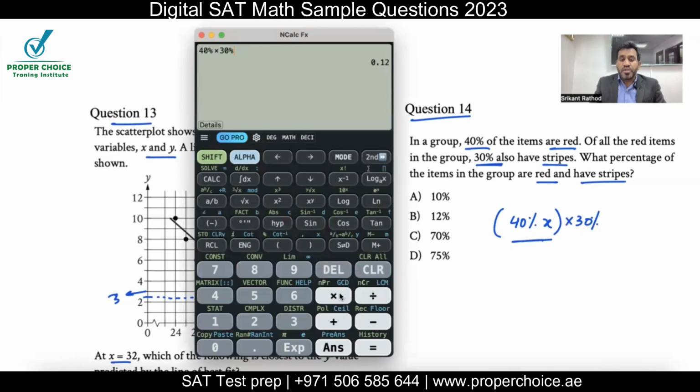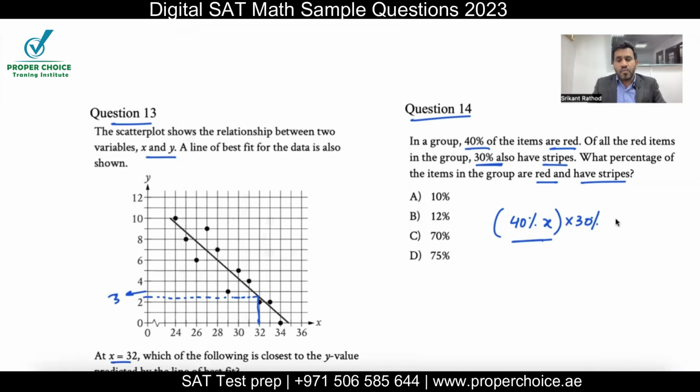This value should be multiplied with 100, because while converting a number into a percentage, we should multiply with 100. 40% of 30% of the total is represented as 0.12x. To convert into percentage, multiply by 100, that gives us 12% of the total values are red with stripes. We go with option B. B is the right choice here.